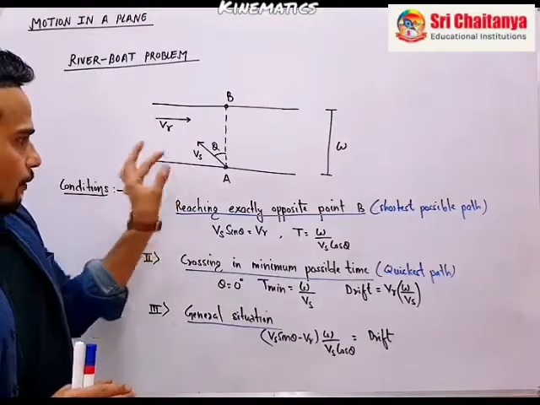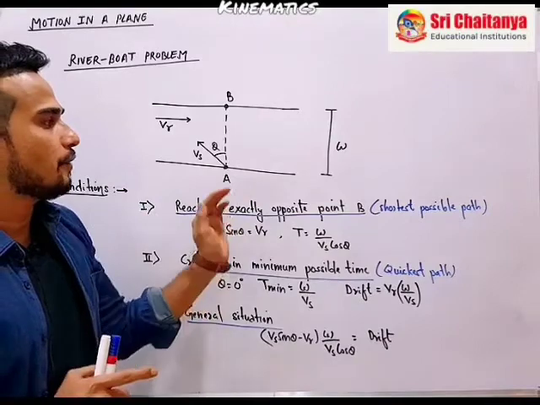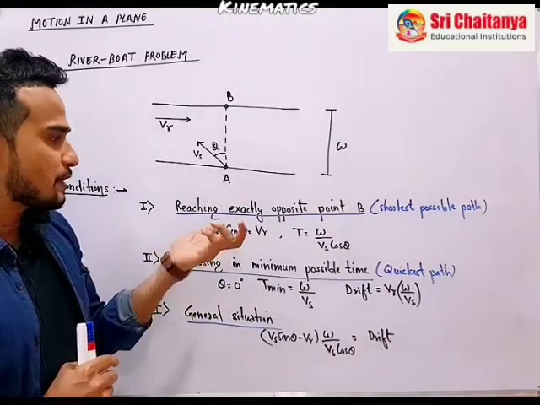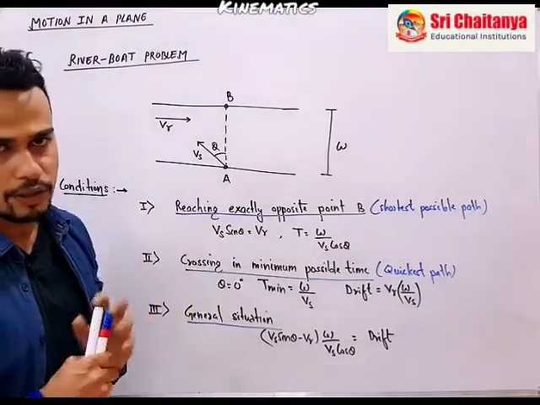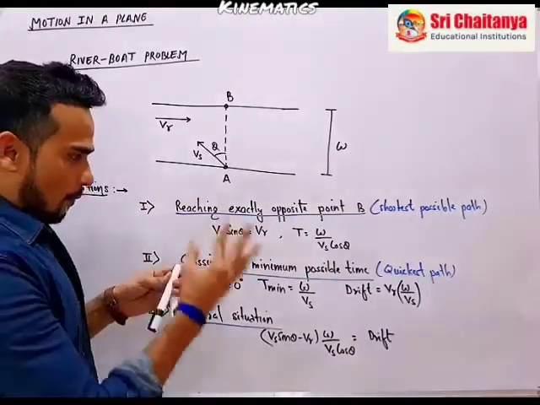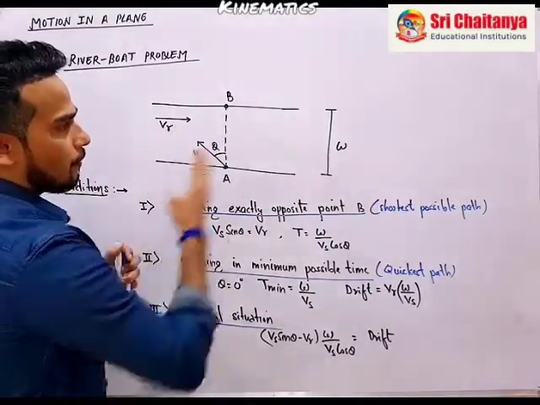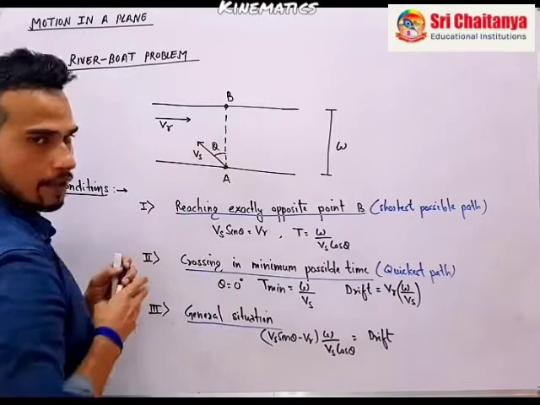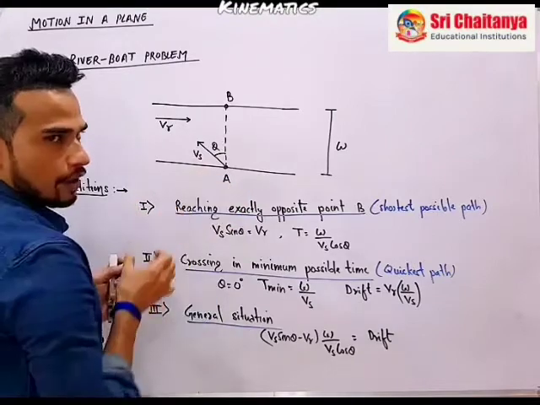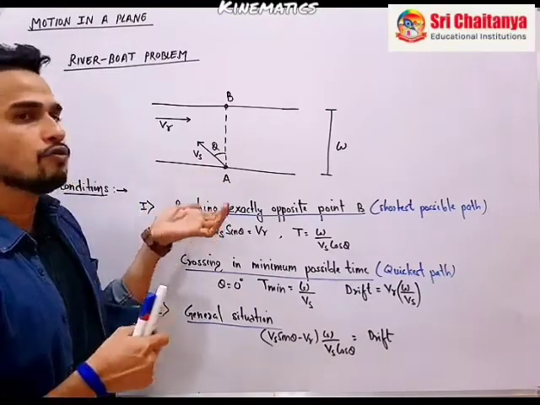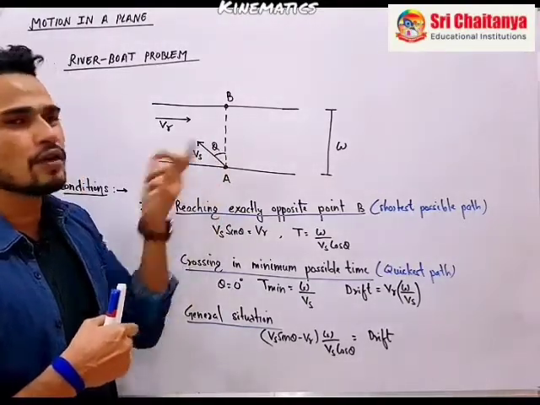So I think everyone has done this type of situation. We will just revise what happens in the river boat problem, what happens in the river swimmer problem, and what the important results are. In this problem, one river will be there, flowing, and one swimmer present on one bank of the river will try to cross the river. Now there will be various conditions for the swimmer to cross the river.